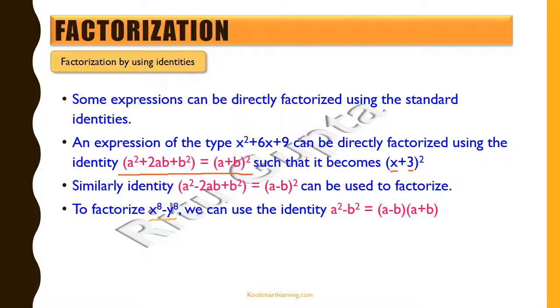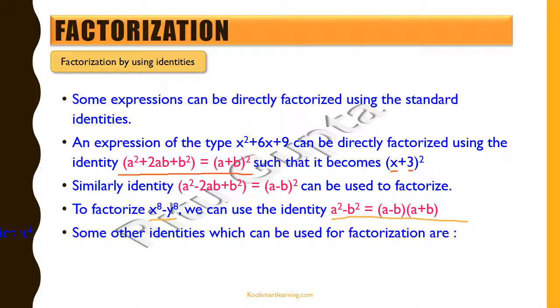The identity to be used here is a square minus b square is equal to a minus b into a plus b. So now if we match the given expression with this identity, we know x raised to power 4 is equal to a and y raised to power 4 is equal to b. And we get this expression as x raised to power 4 minus y raised to power 4 multiplied by x raised to power 4 plus y raised to power 4, and this could be further factorized if possible.